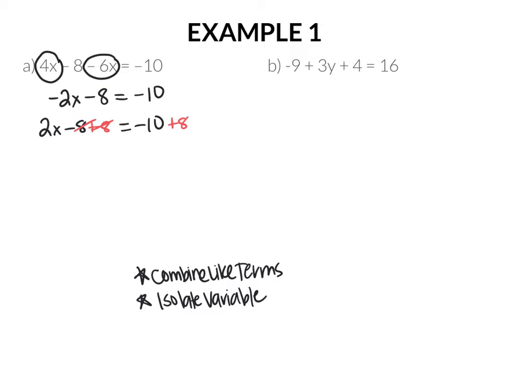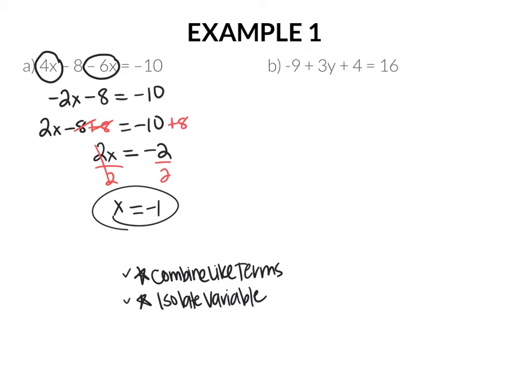I start by adding 8 to the negative 8. That cancels to make 0. And then I add 8 to the other side of my equal sign, leaving me with 2x on the left side and negative 2 on the right side. Now, if I have 2x, that means there's 2 of them. I isolate the variable by dividing, giving me a final answer of x equaling negative 1. So I combined my like terms first, and then I solved the two-step equation, isolating the variable.